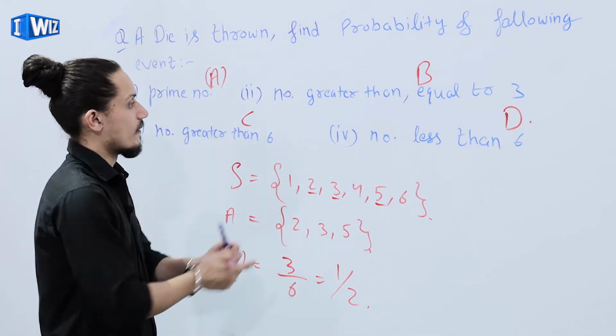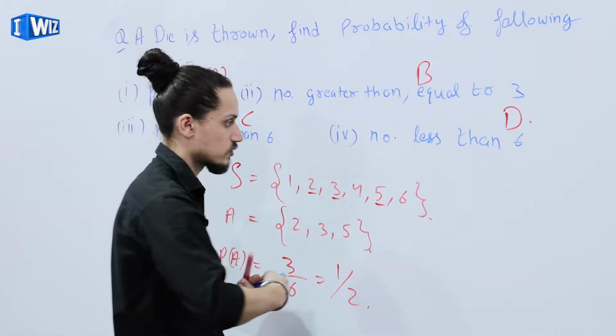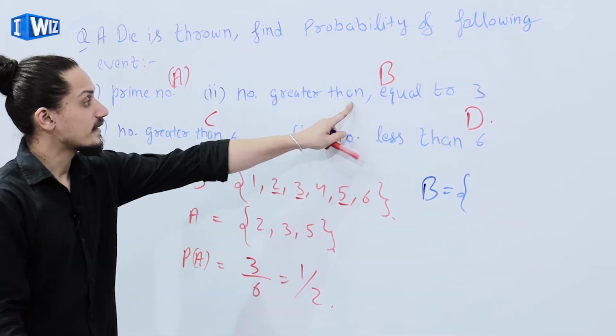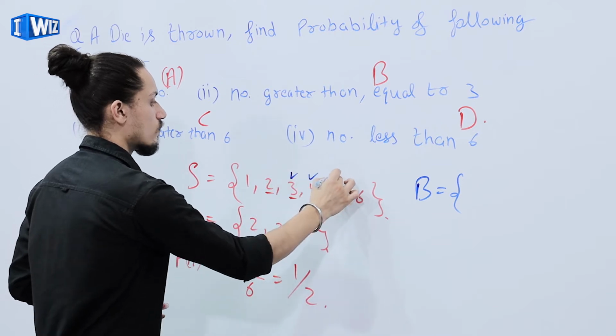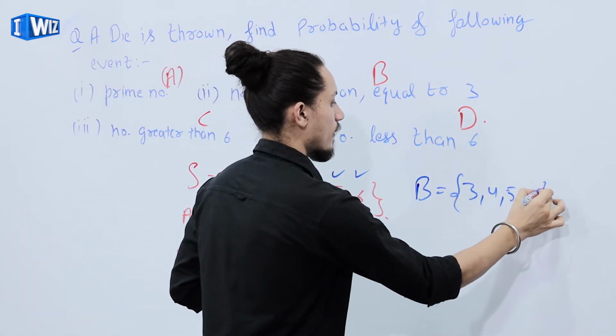Now second is event B. Event B is number greater than or equal to 3. So the number of elements in event B will be, now it is greater than or equal to 3, meaning 3 will also be included. So 3, 4, 5 and 6.